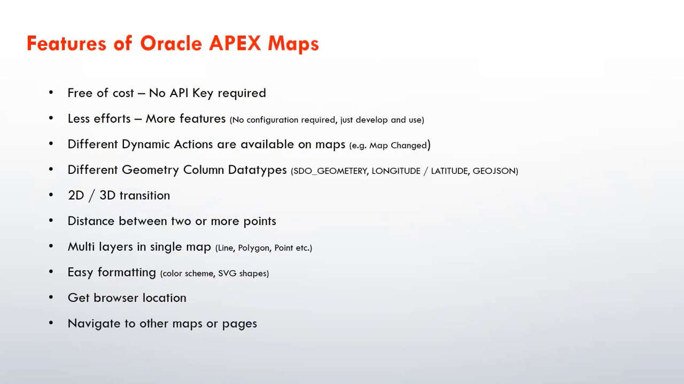Key features or main features in Oracle Apex maps are: they are free of cost. You don't need any type of API key. You don't need any type of configuration. Just create the region, set its type, provide the source from your database, and you are good to use. And different types of dynamic actions are available.